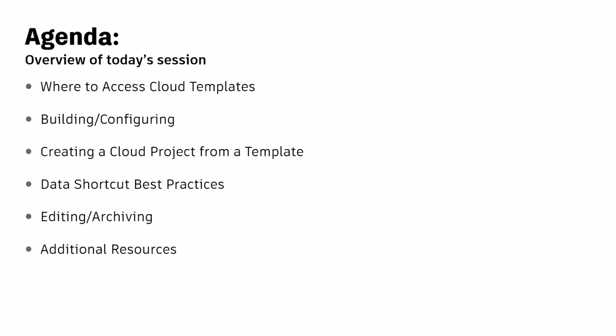We have got a lot of things to talk about today. I am going to show you where you can access templates in the Construction Cloud platform. We'll look at how we can build and configure templates for Civil 3D use. We'll look at how we can create a Civil 3D Cloud project from a template. I'll be sharing some data shortcut best practices. I'll also show you how you can edit and archive the templates that we create. And at the end, I'll be sharing some additional resources that you can use for reference material that's related to the topics that we talk about today.